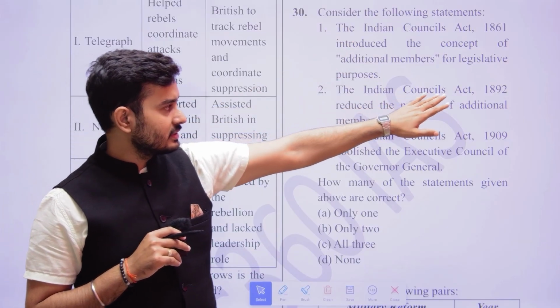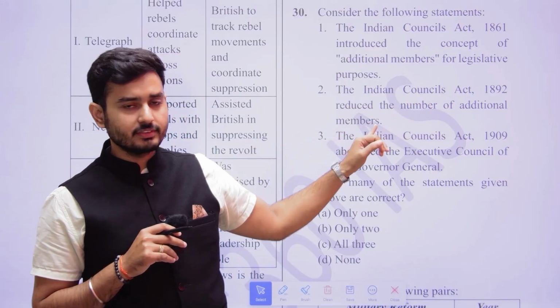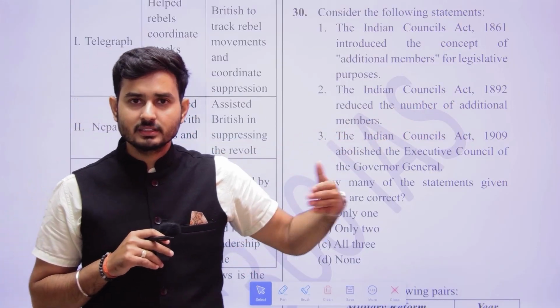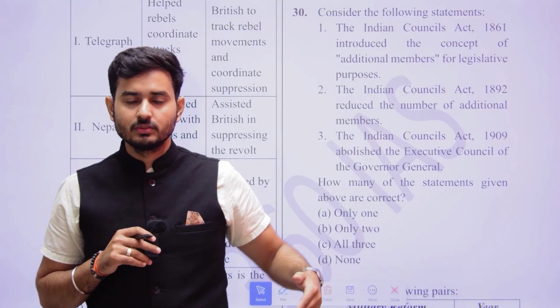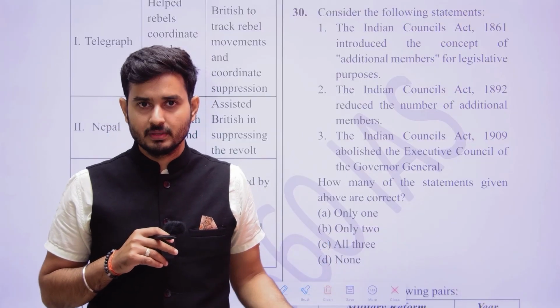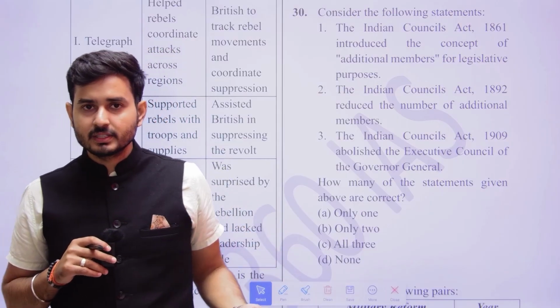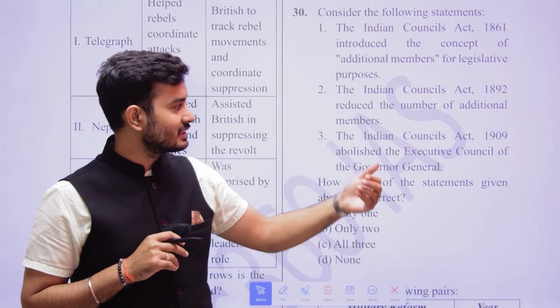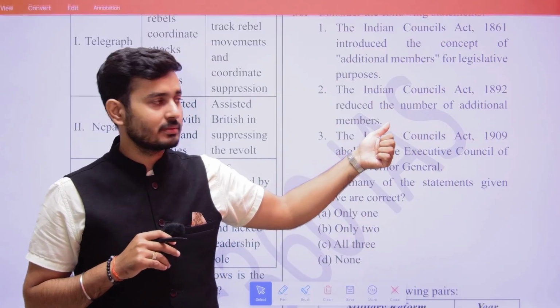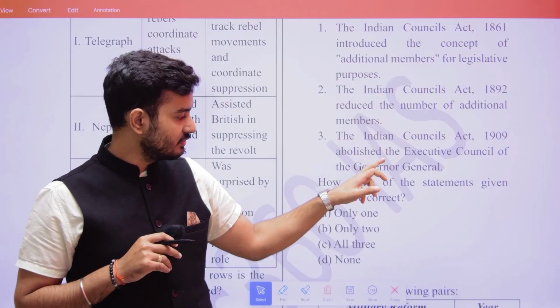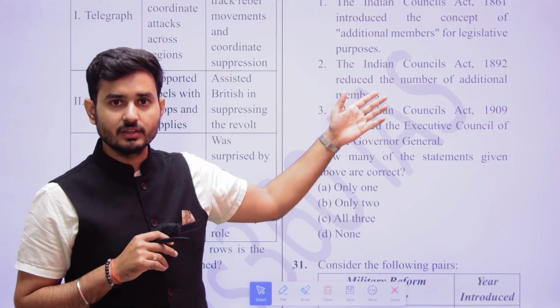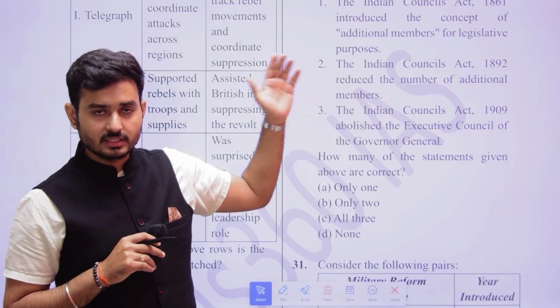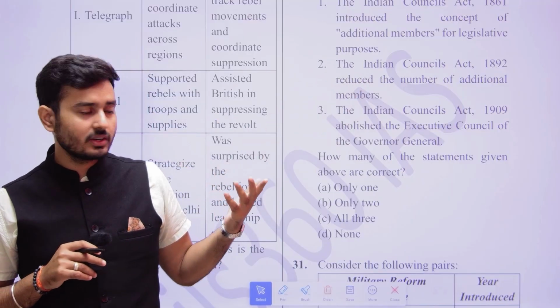Then the Indian Councils Act 1892 reduced the number of additional members. With passing time, by 1892, the Indian National Congress had already come and was demanding more representation. Now when the Congress is demanding more representation, would the Britishers have reduced the number of additional members? Obviously not, they would have increased it, right? So the second statement is incorrect, it is illogical.